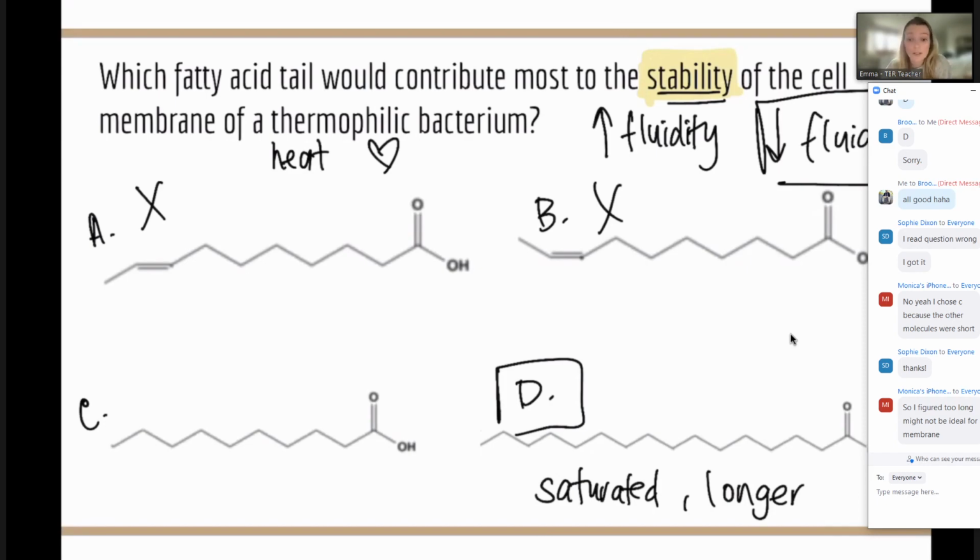Okay, yeah, totally fair that a longer one might not be ideal in the membrane. Of course, if you compared it to the other fatty acid tails and they were all short, then the shorter one is going to be more beneficial. In this case, since we don't know what anything else looks like, we're just going to go for the one that has this long tail.